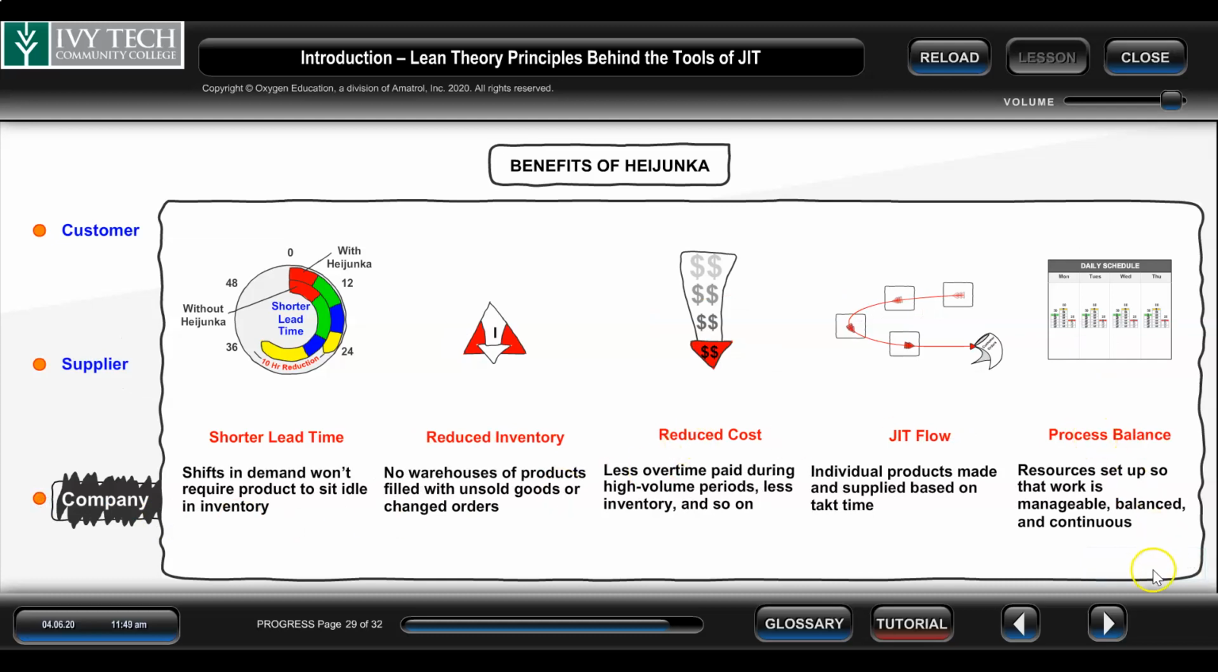Shorter lead time. Shifts in demand won't require product to sit idle in inventory. Reduced inventory. No warehouses of products filled with unsold goods or changed orders. Reduced cost. Less overtime paid during high-volume periods, less inventory, and so on. JIT flow. Individual products made and supplied based on takt time. Process balance. Resources set up so that work is manageable, balanced, and continuous.